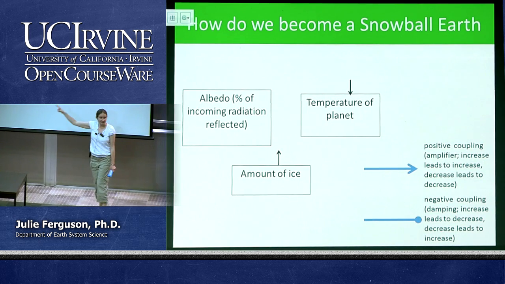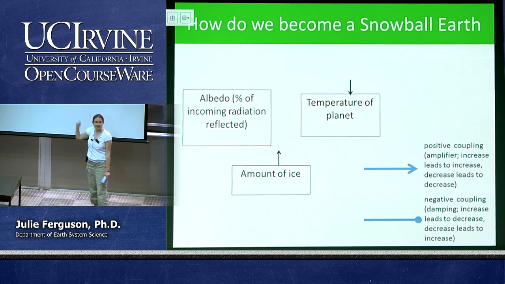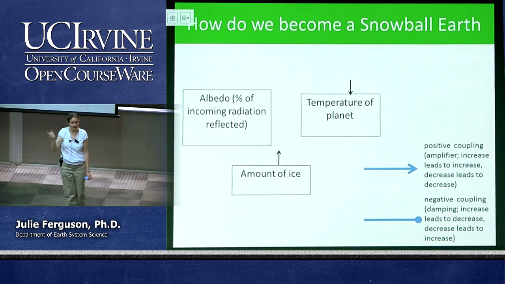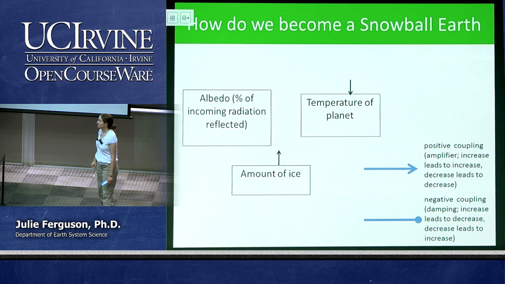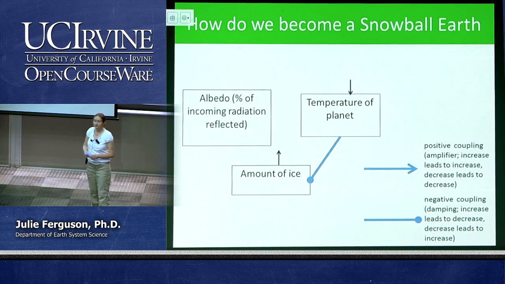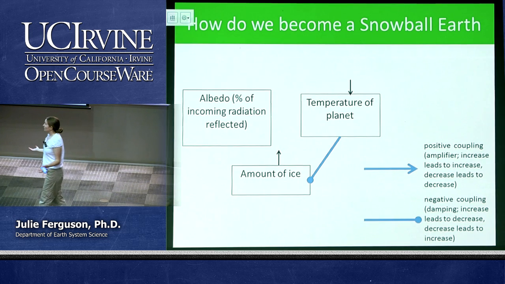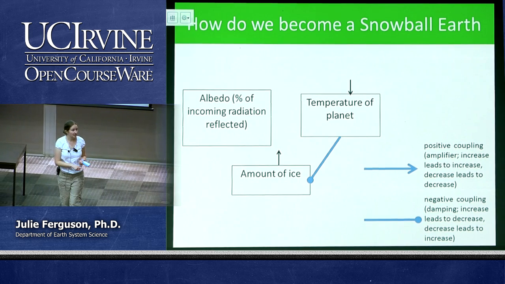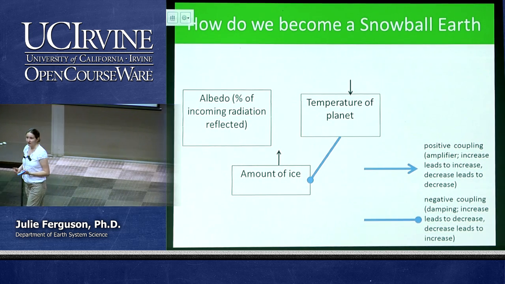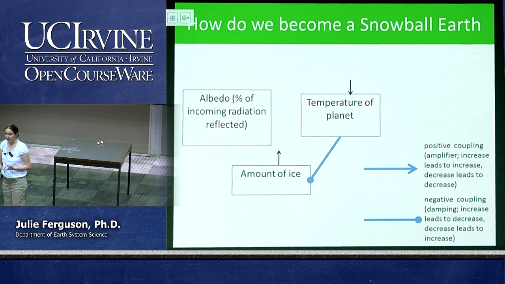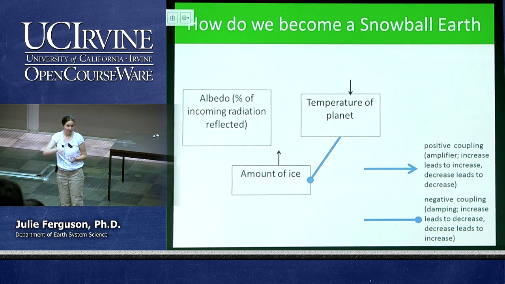For a decrease leading to an increase, I'm going to draw the arrow with a little circle at the end. Okay? So that marks a change in the direction of the arrow. I'm going to draw my connection like this. If I'm changing the amount of ice on Earth, I'm going to change the albedo. If I'm changing the albedo, I'm going to change temperature again. So we've got a little feedback loop going on.